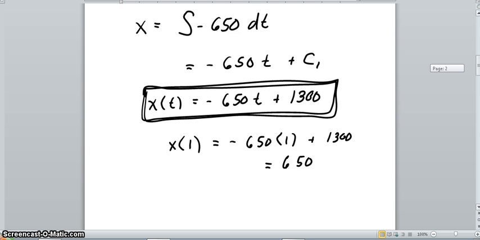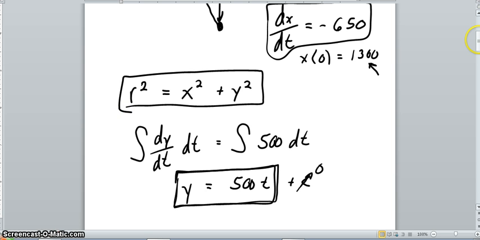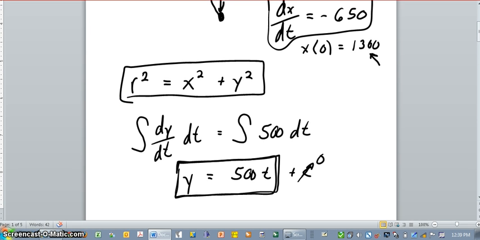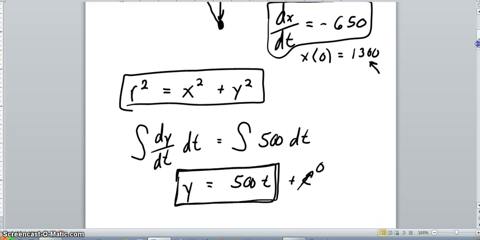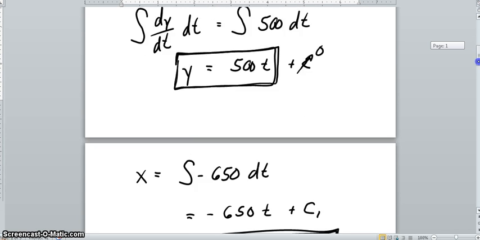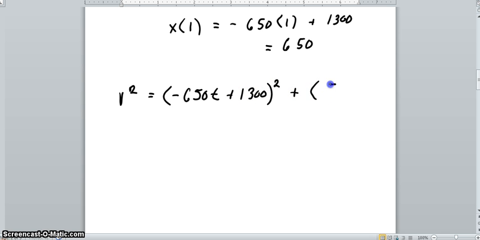But the point being, now I can go back to my expression r squared, and I can plug in what I found for x and y. So that would give me something that looks like this. I can get my page to scroll down. So we'd have r squared equals x squared plus y squared.